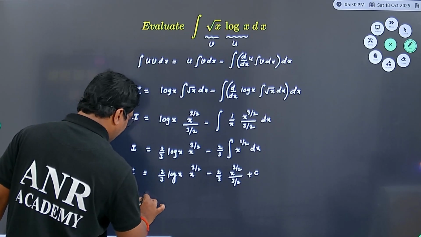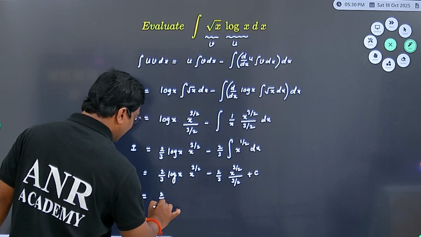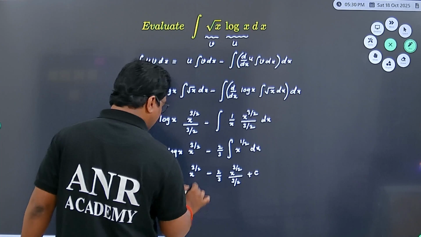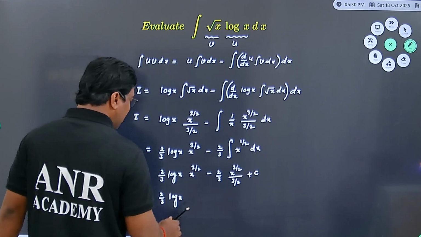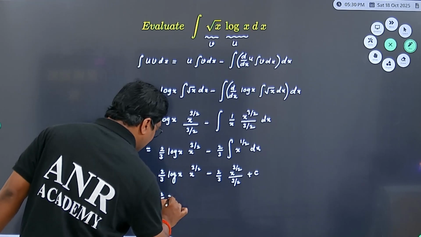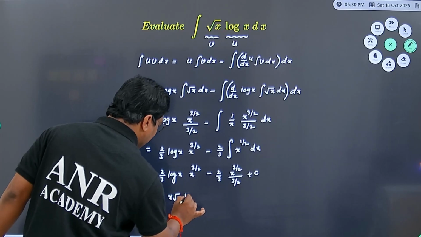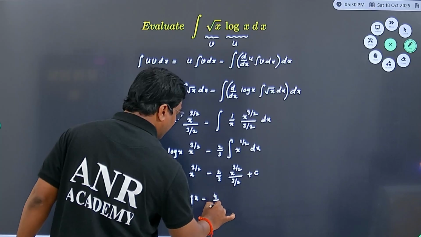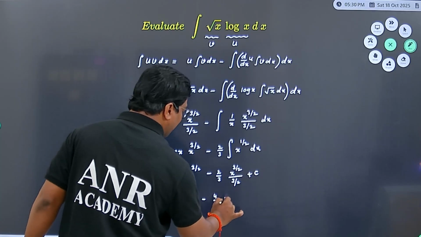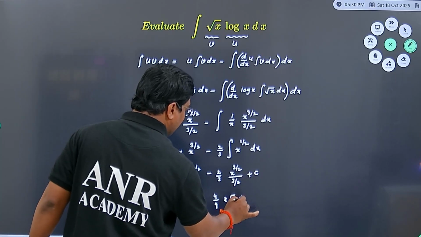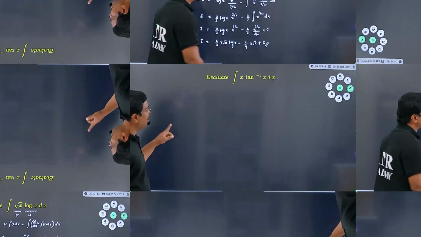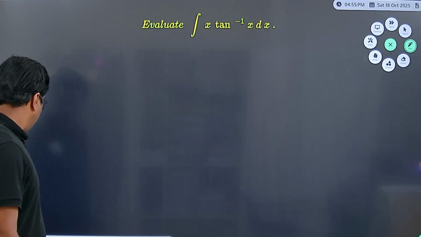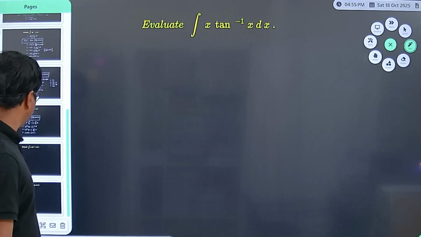Now the value of I equals 2 by 3 into log x. Next, x power 3 by 2 is written as x into root x. So 2 by 3 into x root x into log x minus 4 divided by 9 x power 3 by 2, that is x root x, plus c. This is your answer.